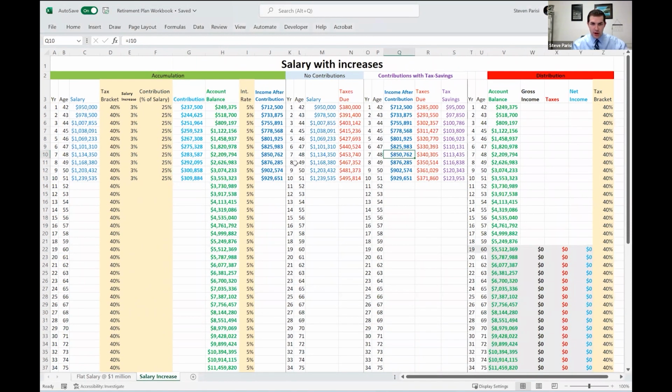All right, so we've got our salary with increases. For the same case study, we've got an individual. He's presently making $950,000. That's his income today. What we have, tax bracket, 40%. That's his current tax bracket. Salary increase at 3%. This is adjustable. So for example, if he said, hey, I actually get a 5% increase every year, we could adjust it.